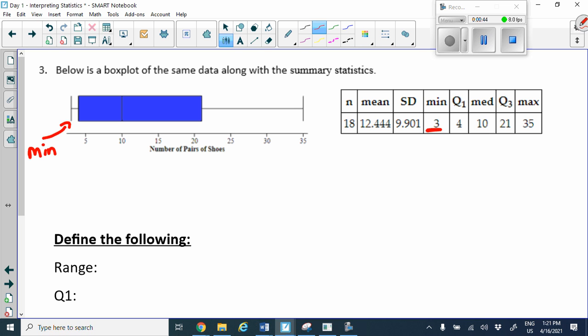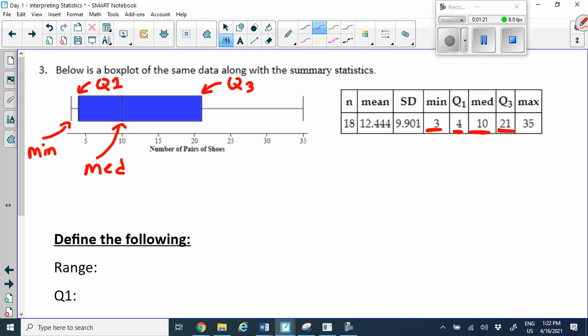Then the next part we build is going to represent our Q1. Now you might be wondering, what is Q1? That means quartile 1. And we said that is about 4 there. From there we have the middle, which we call the median. And our median is 10, so you can see that is right on that 10 spot there. And then our next point is our Q3, so that's quartile 3, and that's going to be 21.